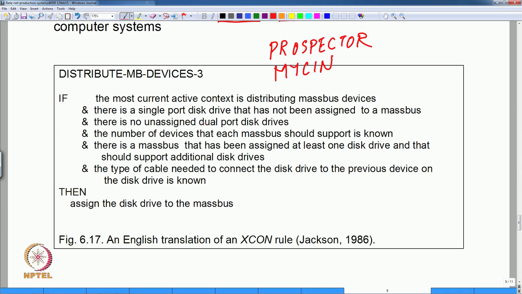Then there is a single port disk that has not been assigned to a mass bus. There is no unassigned dual port disk drives and so on and so forth. There are a set of conditions, as you can see, about 6 conditions are there, and then you say that assign the disk drive to the mass bus essentially. And XCON or R1 was full of such rules essentially.